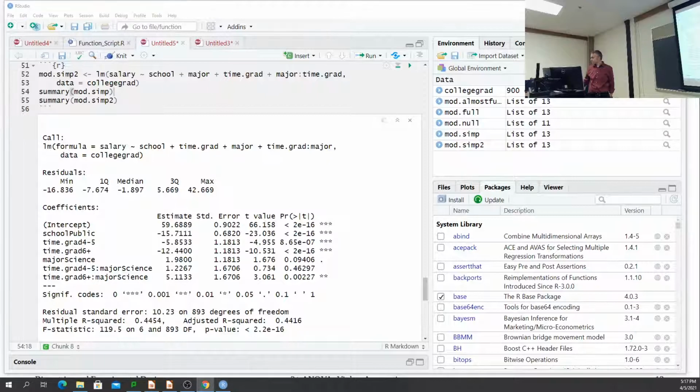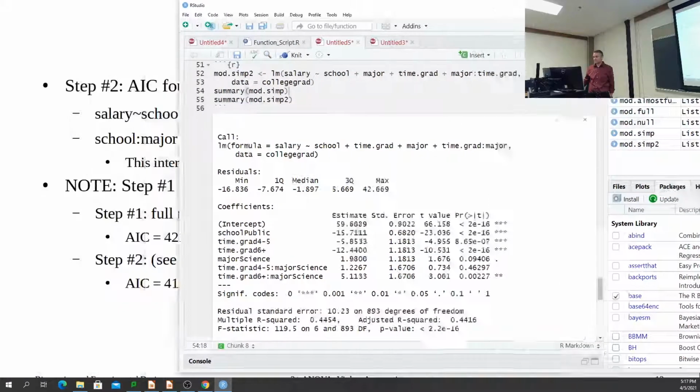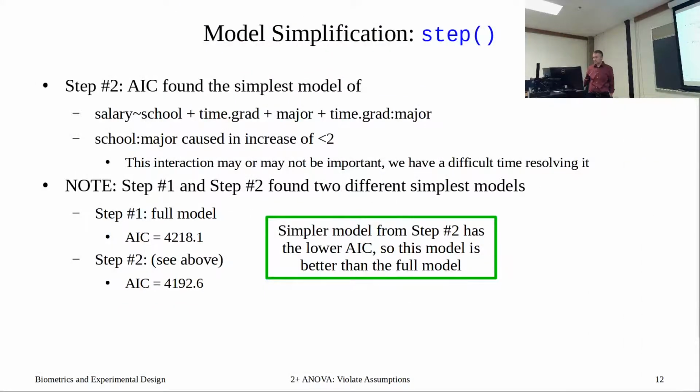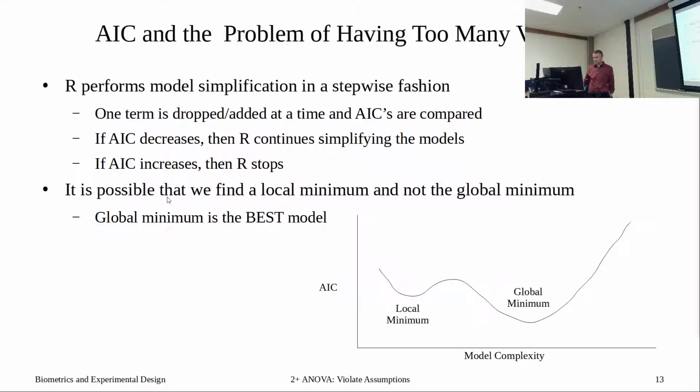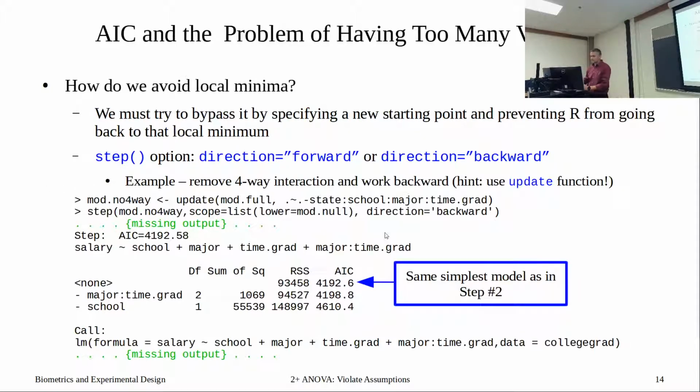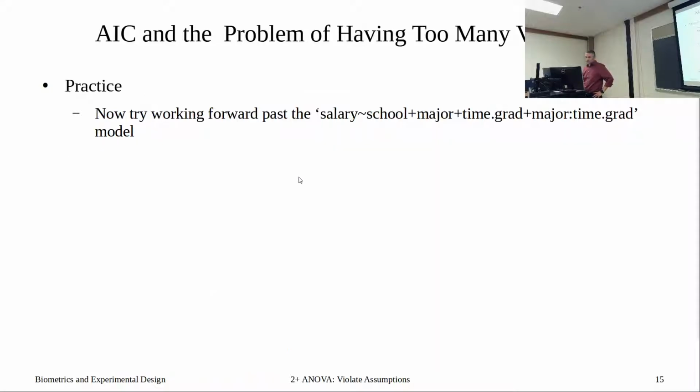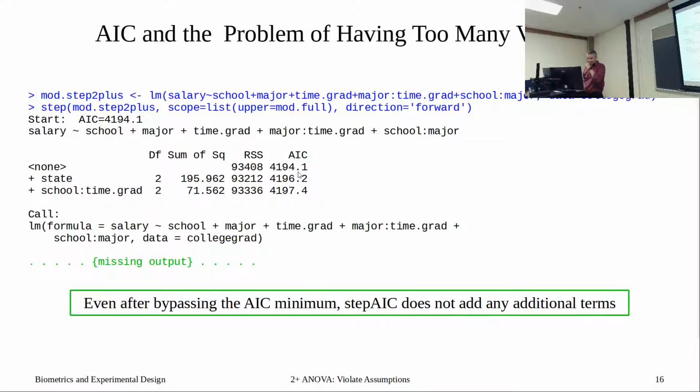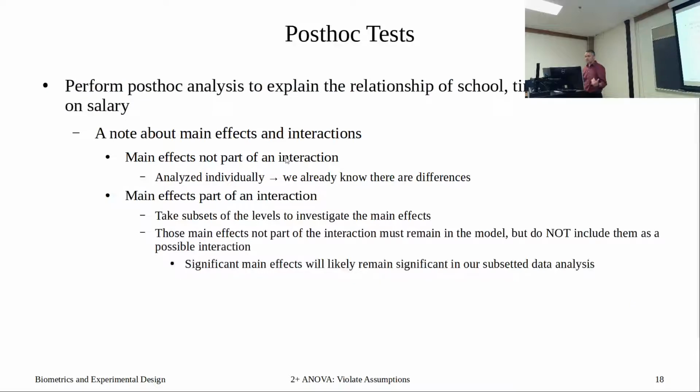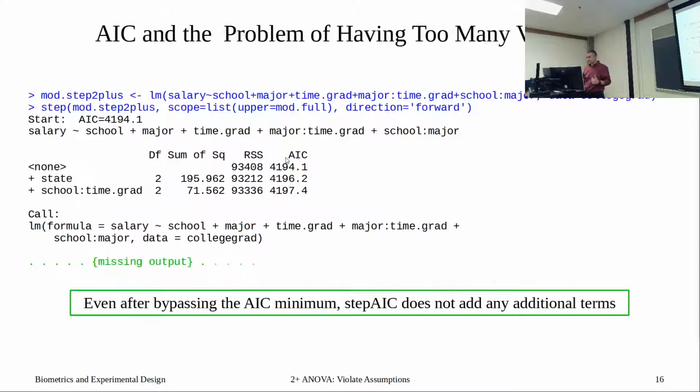All right, questions? So we found 2 different models. This is what happened: we ended up at a local minimum and we had to force it above it. We kind of skipped it. We could manually specify the forward or backward direction, but we already worked through it. The forward versus backwards is no big deal.